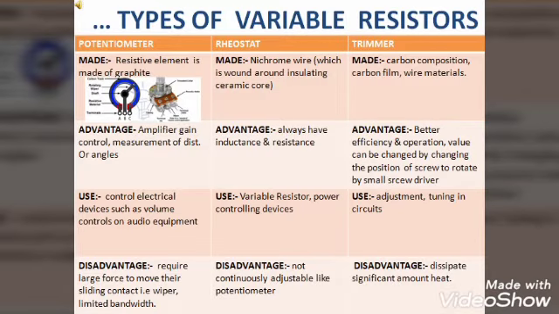Third, we have the trimmer resistor. Just as a potentiometer can be changed to a rheostat, trimmers are just like potentiometers which need infrequent adjustment. They are often used to calibrate a device or circuit after manufacturing and often require a special tool for adjustment. Its main function is better efficiency in operation, so it can be changed by changing the position of the screw, rotated by a small screwdriver.